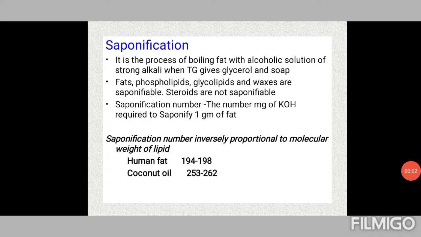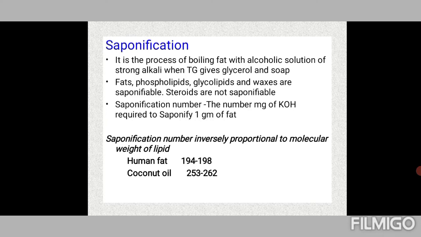So, saponification and saponification number at first. Saponification is the process of boiling fat with an alcoholic solution of a strong alkali like NaOH or KOH, when the fat or triglyceride gives glycerol and soap. Obviously, fatty acid along with an alkali like KOH or NaOH gives soap. So fats, phospholipids, glycolipids and waxes are saponifiable because they contain fatty acids in their structure, whereas steroids are not saponifiable because they do not have fatty acid in their structure.